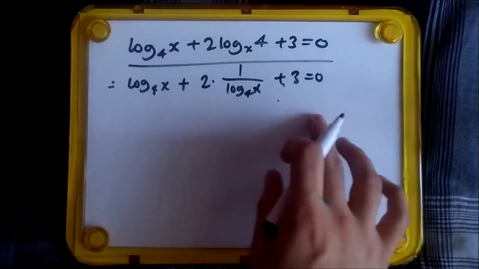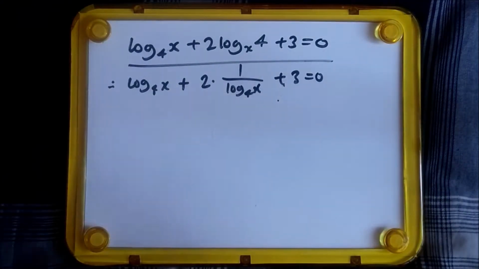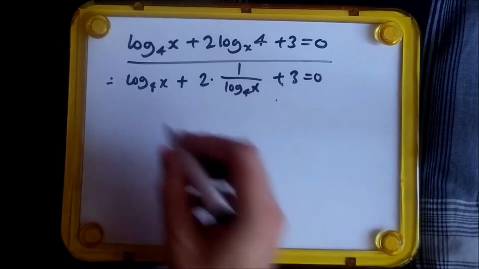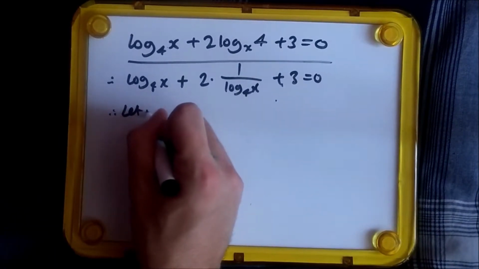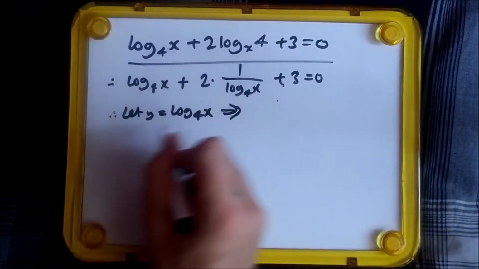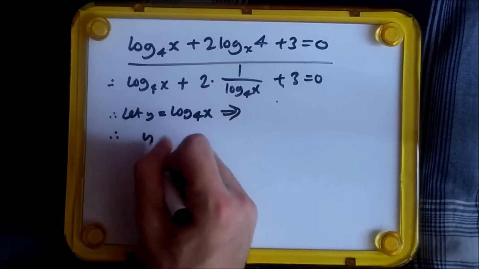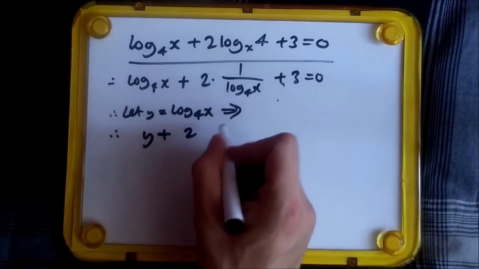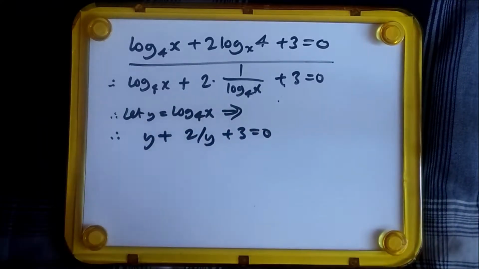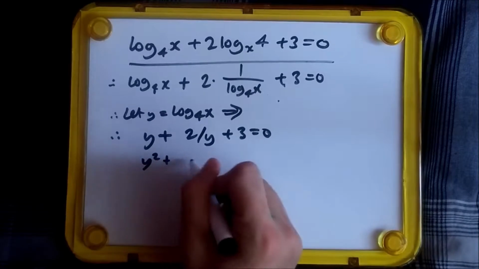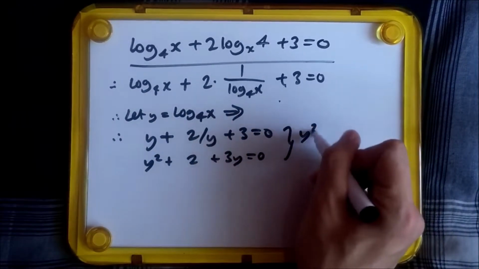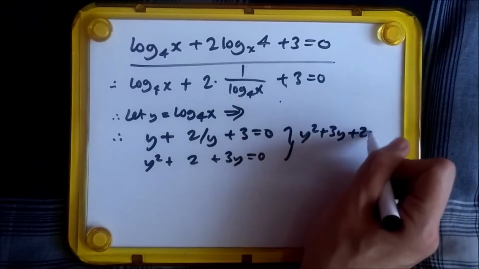Okay, so here we could just use some cool algebra and say, let y equal log 4x. So what do we have? Now we should have y plus 2 times this, so 2 over y, plus 3 equals 0. So multiplying y across, we should get y squared plus 2 plus 3y equals 0. This can be written as y squared plus 3y plus 2 equals 0.